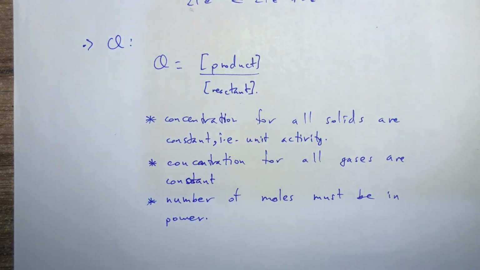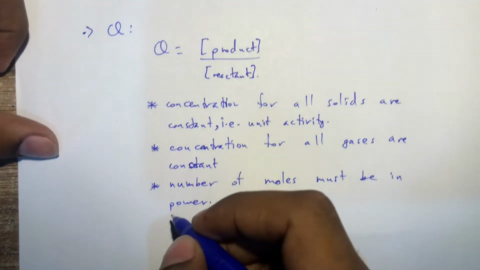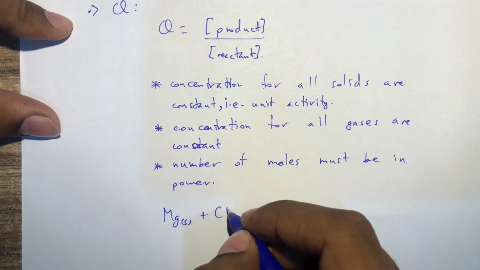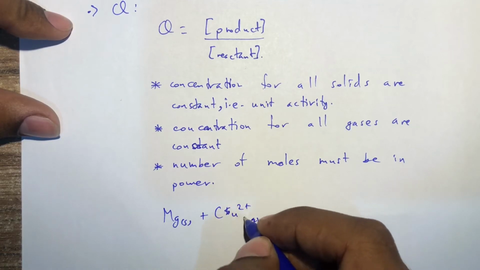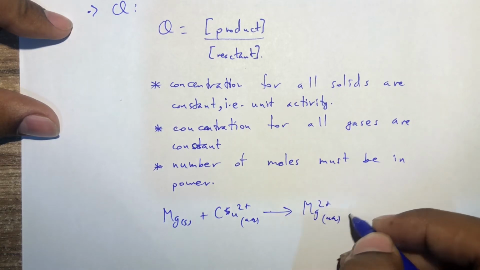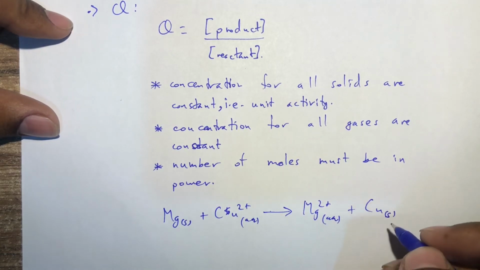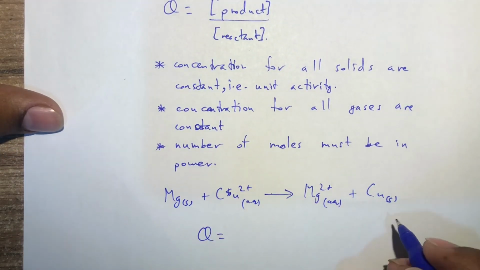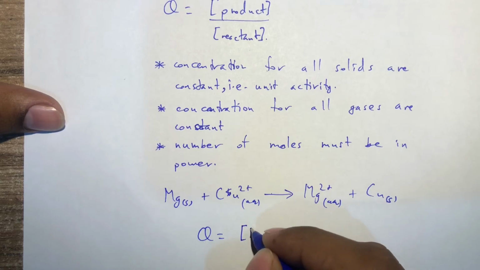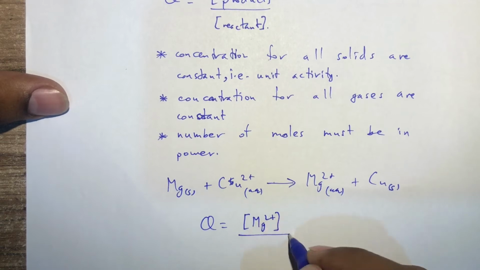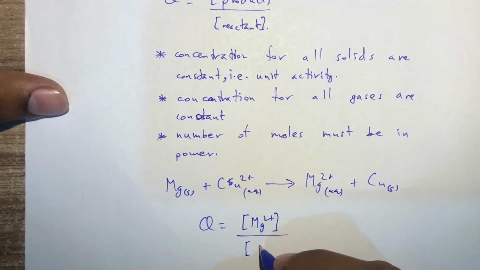So let's take an example. If we have, let's say, magnesium solid plus copper 2+ aqueous converting to magnesium 2+ aqueous plus copper solid. So the value of Q will be the concentration of products. Over here we'll only take magnesium 2+ because copper is solid, and then in reactants we'll only take copper 2+ because magnesium is solid. So this will be the value of Q.